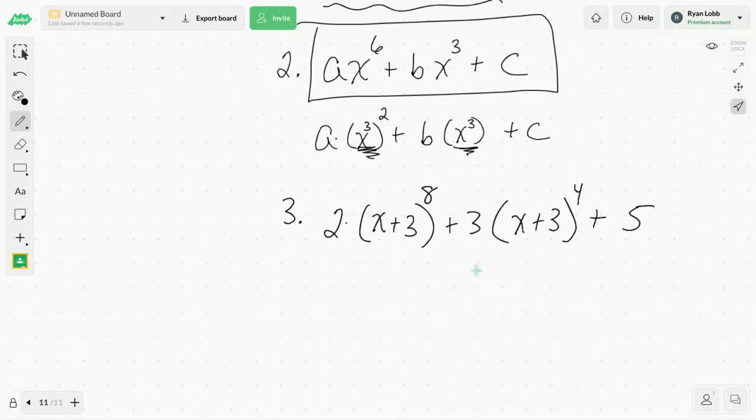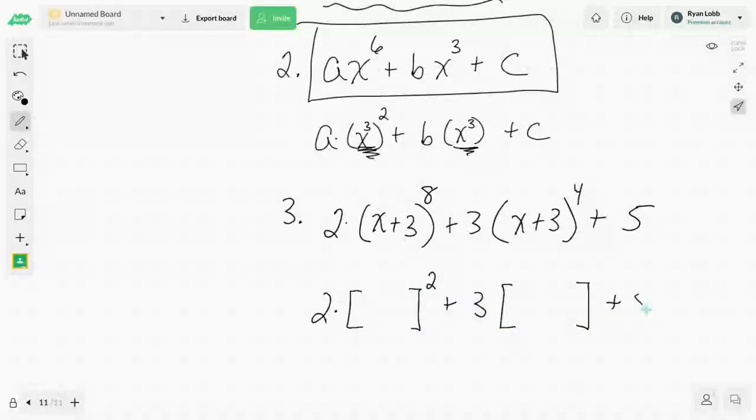But if we're going to really identify this as quadratic form, then I got to think, can I write this as 2 times something squared plus 3 times something plus 5? And again, the somethings in the parentheses would be the same. So what do I square to get (x plus 3) to the 8th? Well, (x plus 3) to the 4th. If I take (x plus 3) to the 4th to the 2nd, I get (x plus 3) to the 8th. And then over here, 3 times (x plus 3) to the 4th. So this takes quadratic form.